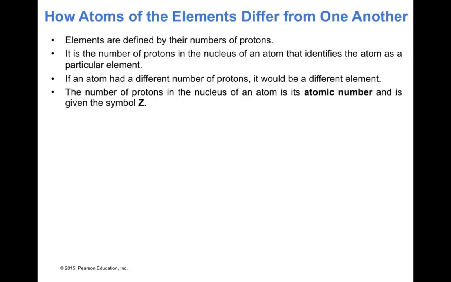The number of protons in the nucleus of an atom is its atomic number, and it's given the symbol Z. So Z is the atomic number of each element. Each element has a specific atomic number that also represents the number of protons in the nucleus.